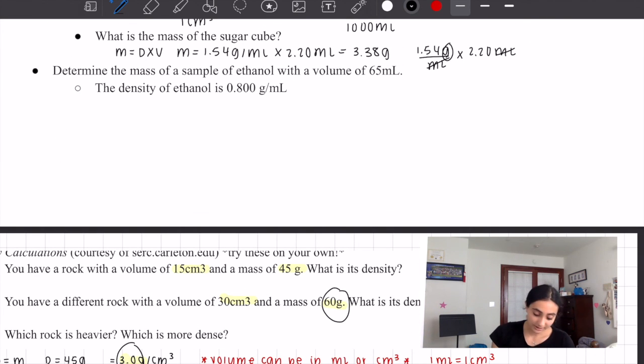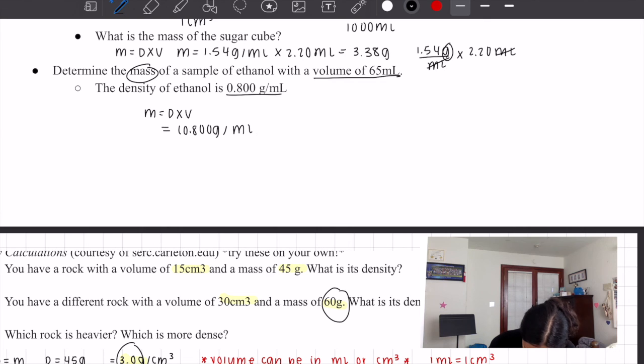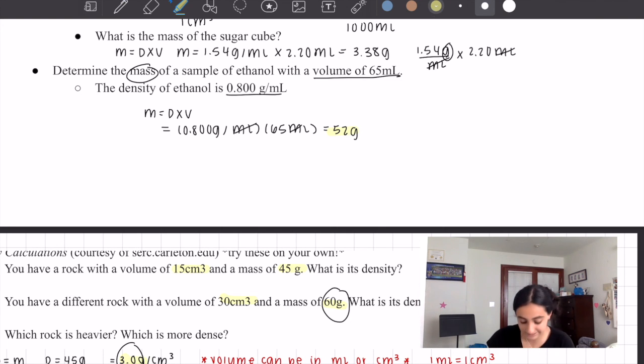Now we're going to move on to our next problem. We are determining the mass of the sample with a given volume and we have the density. So this is just a simple mass equals density times volume. We're going to do 0.800 grams per milliliter times 65 milliliters, and the milliliters cancel out to just get grams. You need to plug that into your calculator, and we are just going to get 52 grams. Again, we want 2 sig figs because that is the smallest number of sig figs in our givens.